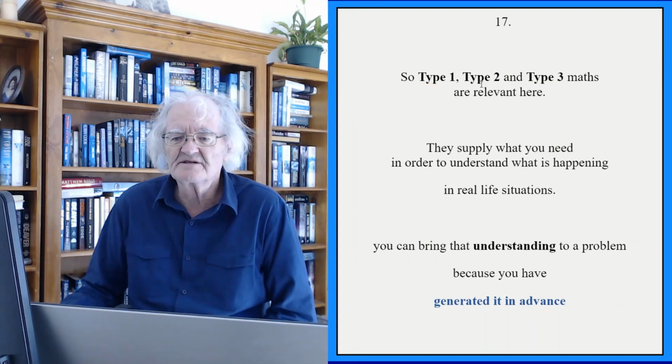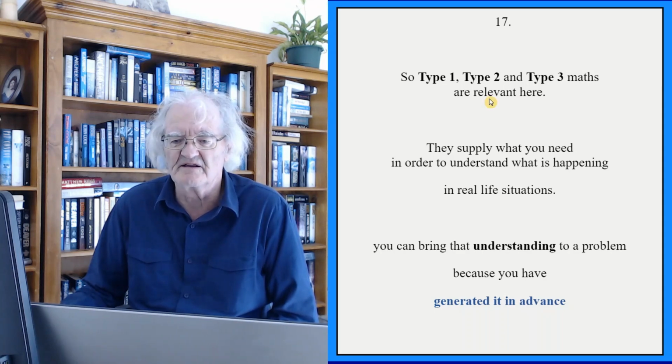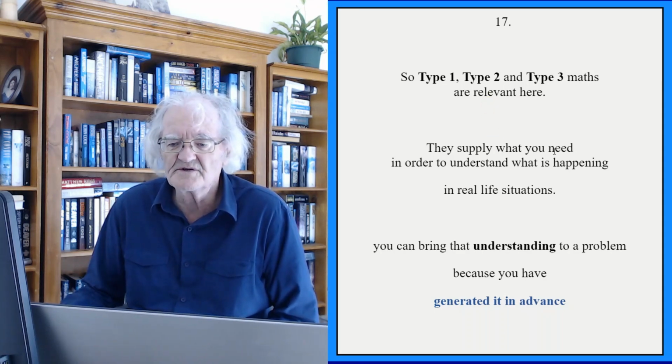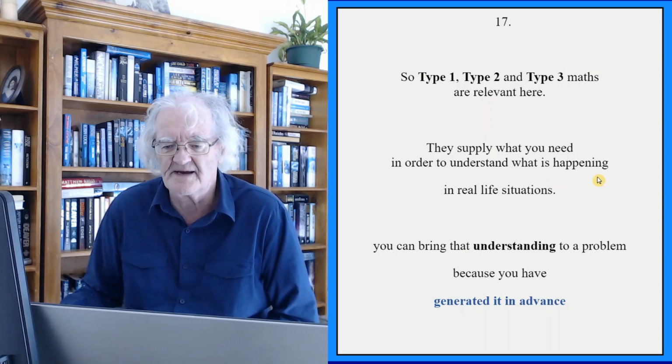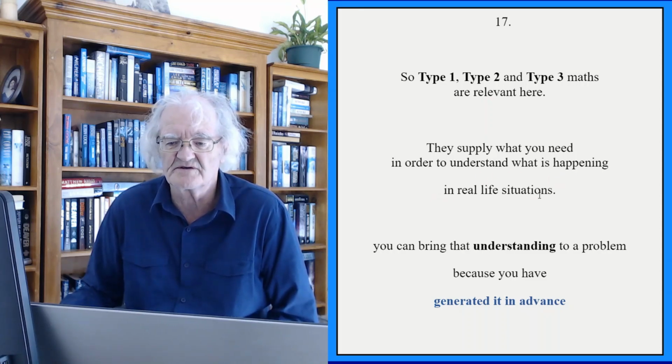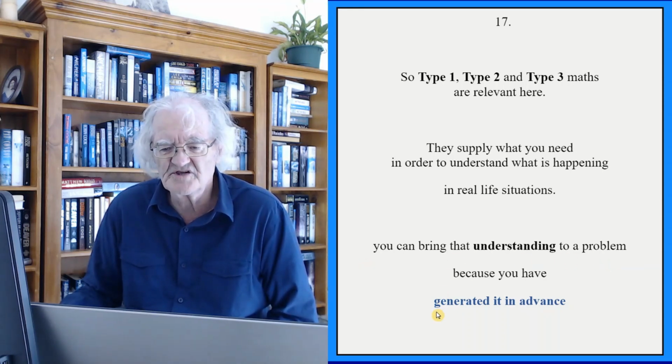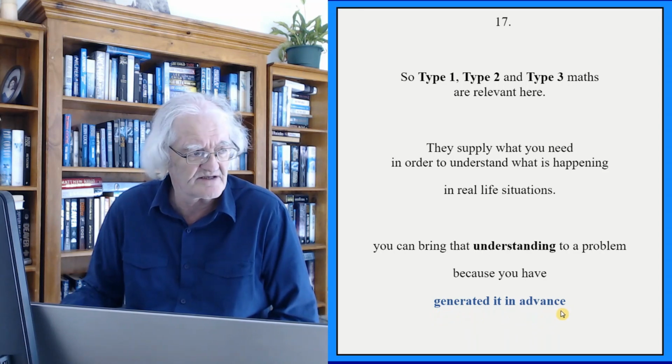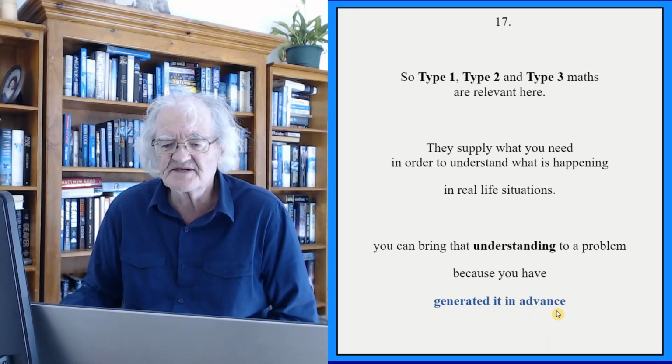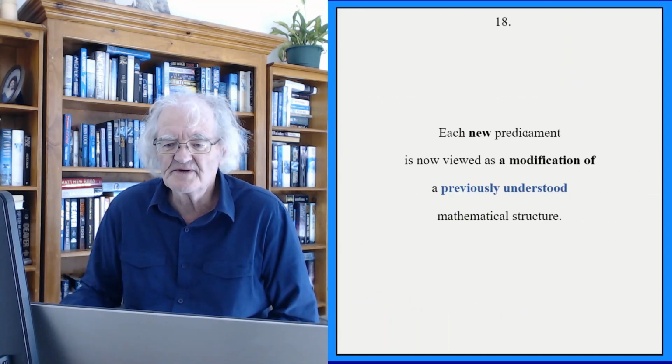So type 1, type 2 and type 3 maths is relevant here. They supply what you need in order to understand what is happening in a real life situation. You can bring that understanding to a problem because you have generated it in advance. You understand the problem before you even see the problem. Each new predicament is now viewed as a modification of a previously understood mathematical structure.